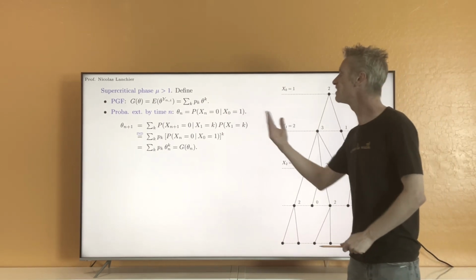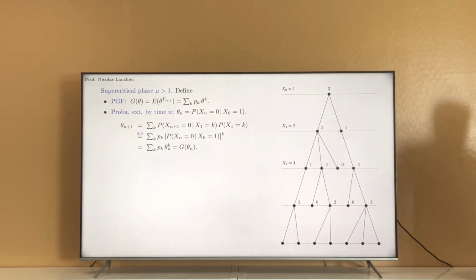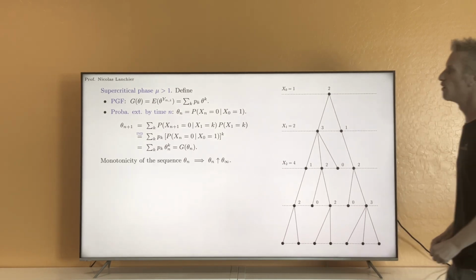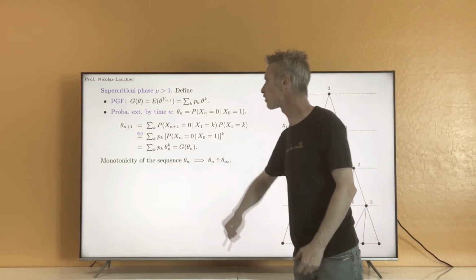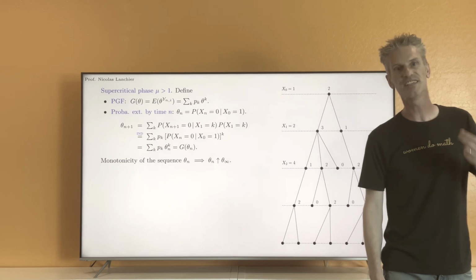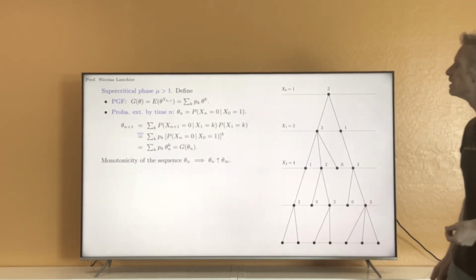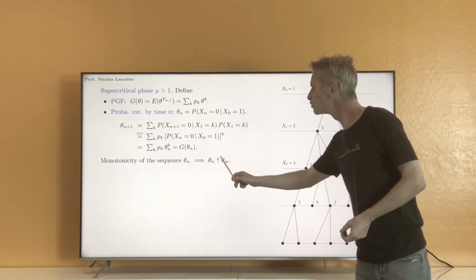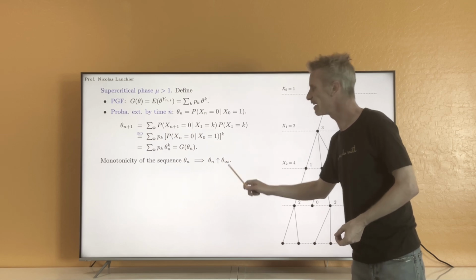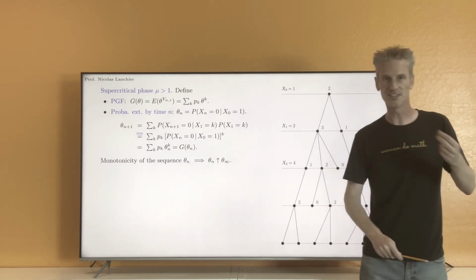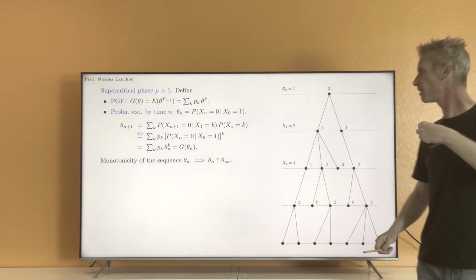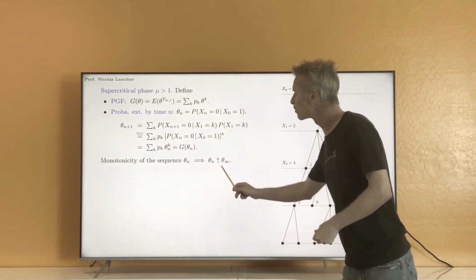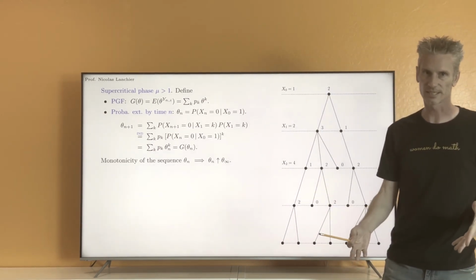Okay, so theta n is going to converge to a limit. I'm going to call this limit theta infinity. That follows from the fact that the sequence theta n is monotone. Now, next step, we want to prove that the limit of the sequence theta n, which we call theta infinity, is indeed equal to the probability of extinction of the process.